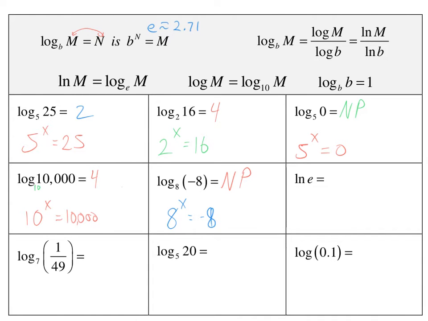So what this one's really saying is log base e. Now, why are there 2 e's?